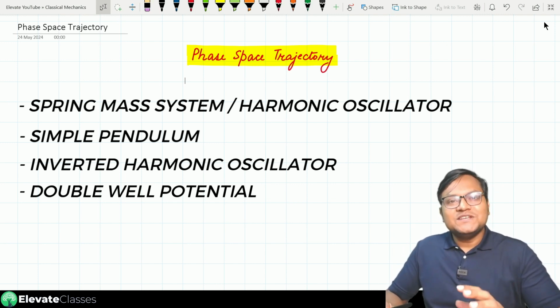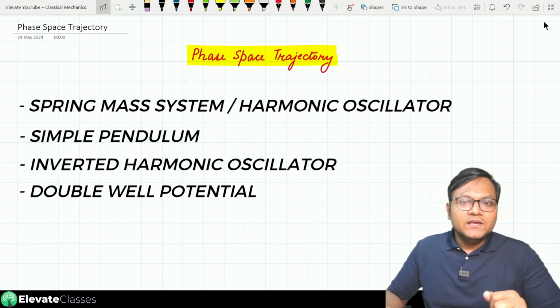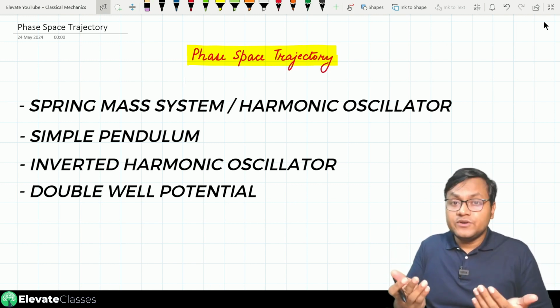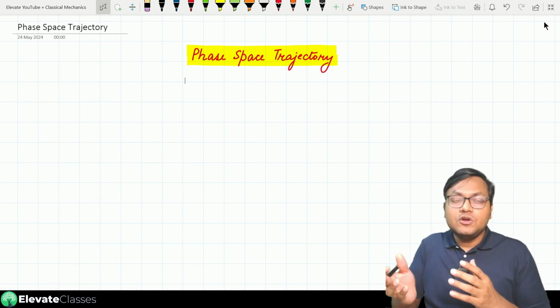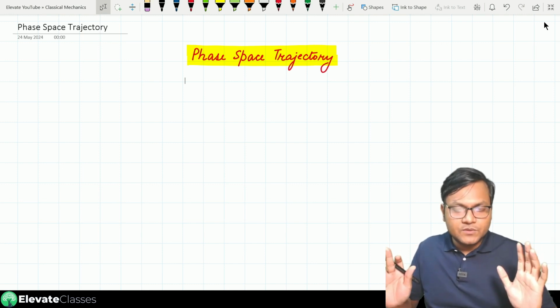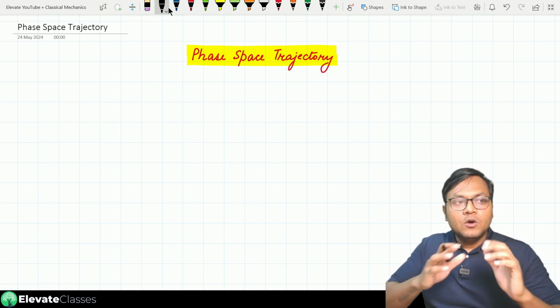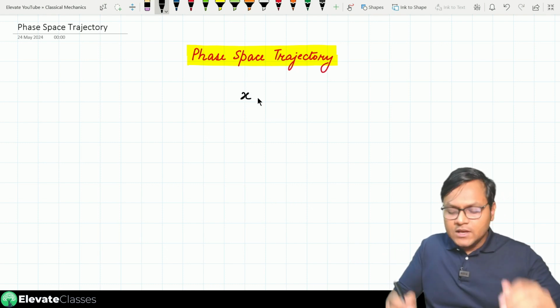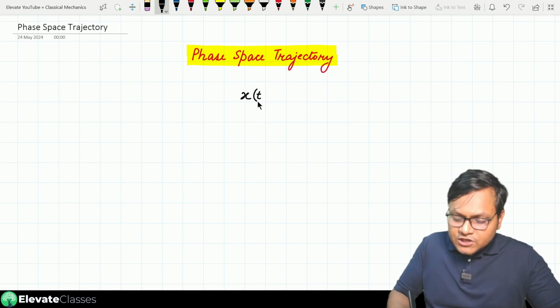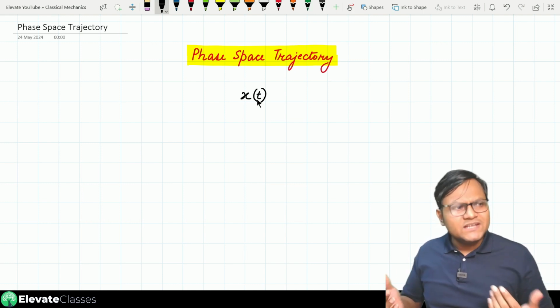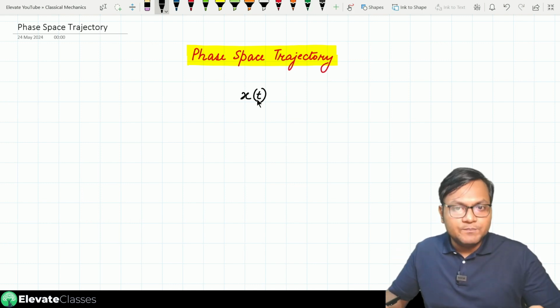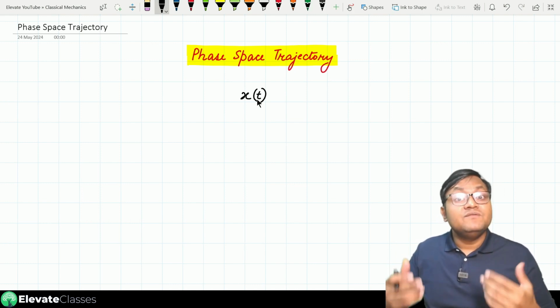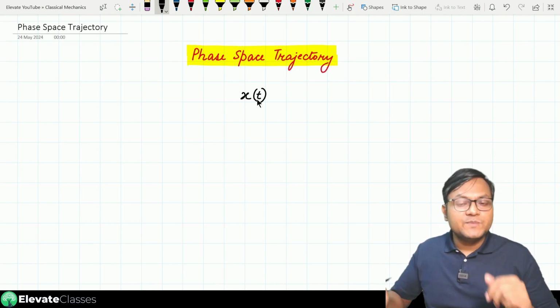Now phase space trajectory सबसे पहले होता क्या है? You see, whenever we study different kinds of physical systems, we are usually interested in the position or the displacement of a system. So for example, अगर हम कोई 1D motion को ले लेते हैं, then we are usually interested in, let's suppose, the variation of the position of the particle with respect to time. That is what we are usually interested in. Sometimes we are also interested in velocity, and its variation with respect to time.